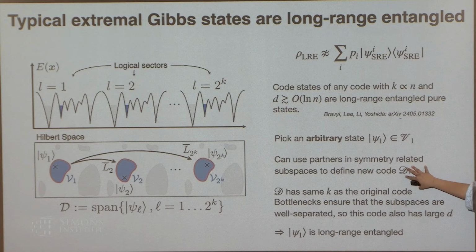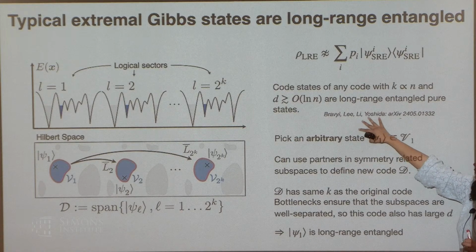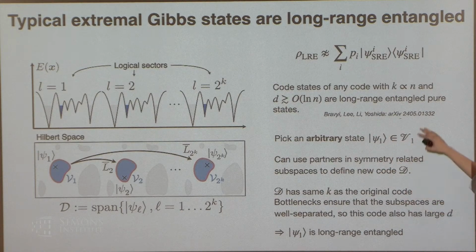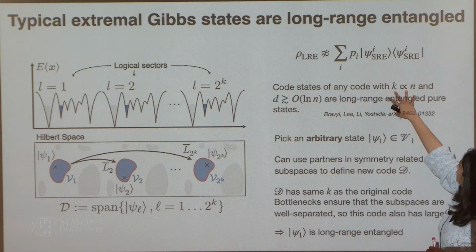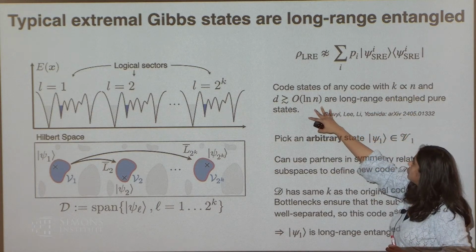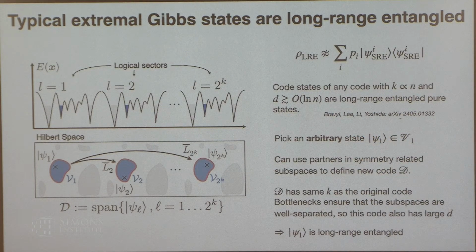Okay, a code in the sense of NLTS, where it's going to have local indistinguishability. And then we can use a recent result in this paper by Bravyi, Lee, and Yoshida, which says that if you have any code with finite rate and distance greater than log n, then this is going to be long-range entangled. So then we can use this to show that any state in one of these subspaces, because it has a partner in these different states, is going to be long-range entangled. So this is a very, very strong form of topological order.